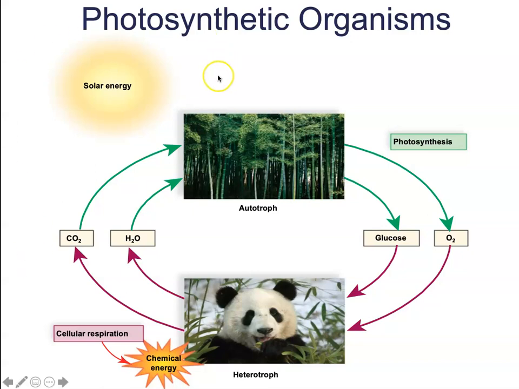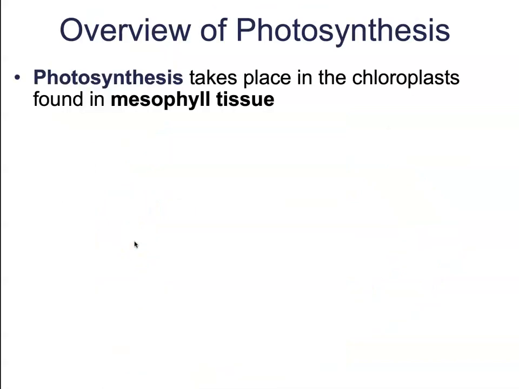So this is just an overview slide of photosynthesis. We use solar energy to convert carbon dioxide and water into glucose and oxygen. Cellular respiration is where we turn glucose and oxygen back into carbon dioxide and water plus chemical energy. So carbon dioxide plus water and solar energy equals glucose and oxygen. Glucose and oxygen together give off chemical energy as well as carbon dioxide and water.